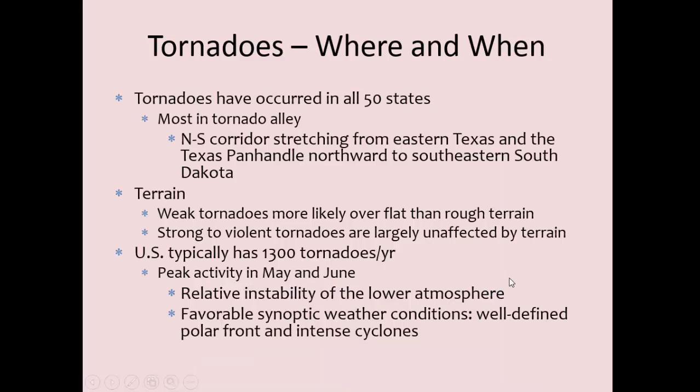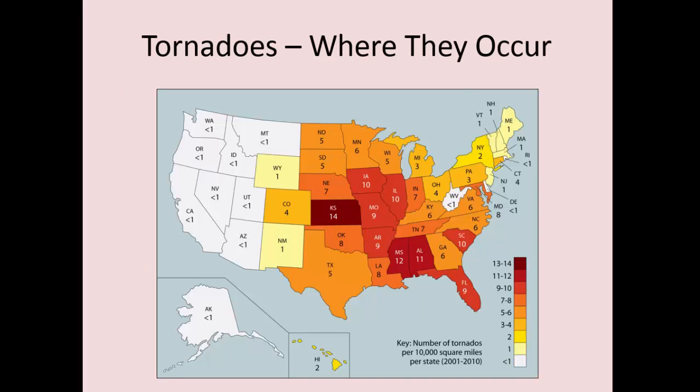You can go ahead and read through this. One of the interesting points here is that in the United States, we'll tend to get about 1,300 of these things a year. I'm actually going to go back to this slide and talk about something else briefly here. The United States is where the world's most tornadoes occur.